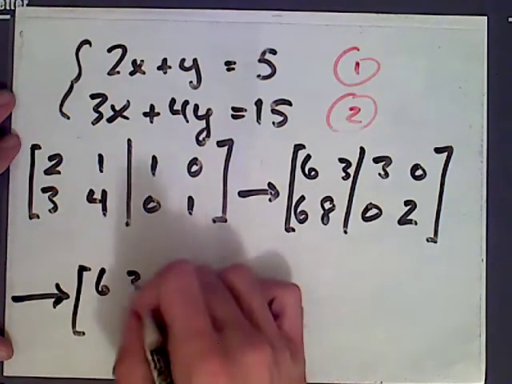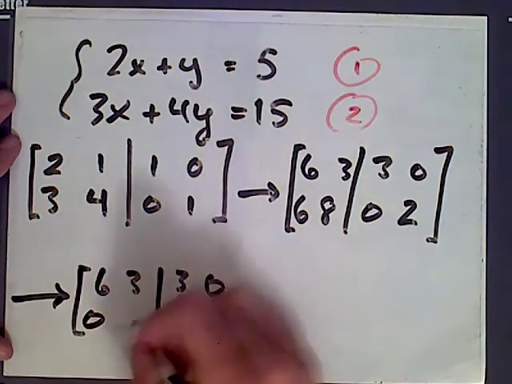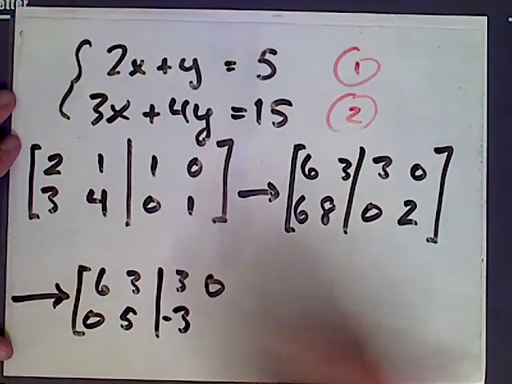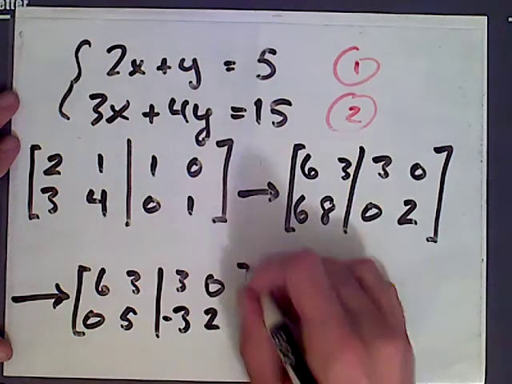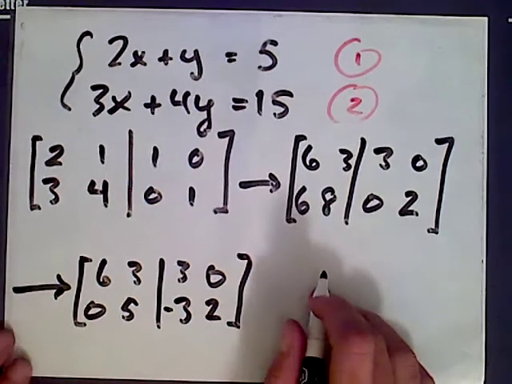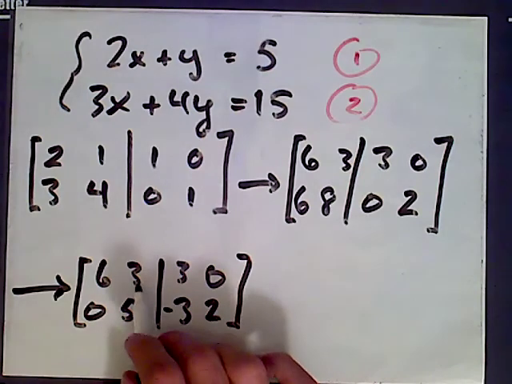So the top row stays the same. We get 0. 8 minus 3 is 5. 0 minus 3 is negative 3. And 2 minus 0 is 2. Next, what we want to do is clear this 3.